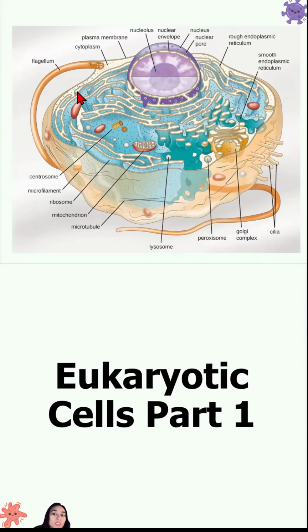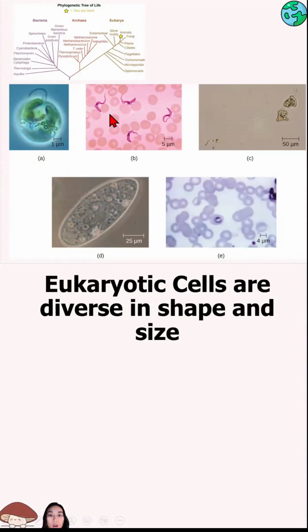Hello. All right. So in this video, we're going to be discussing eukaryotic cells. And as you can see, this is just part one. This is what a traditional eukaryotic cell diagram would look like. And as you can see, there's a lot going on. So I have broken up talking about eukaryotic cells into two videos. So let's first talk about what eukaryotic cells are.